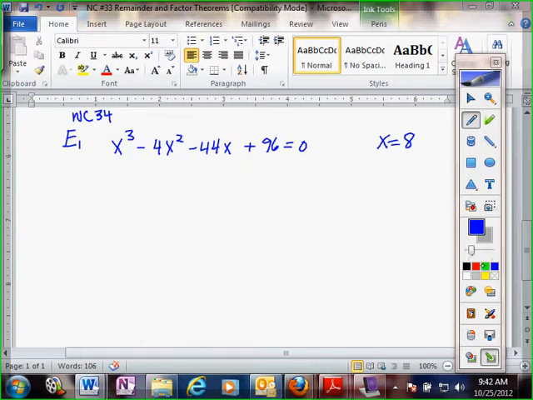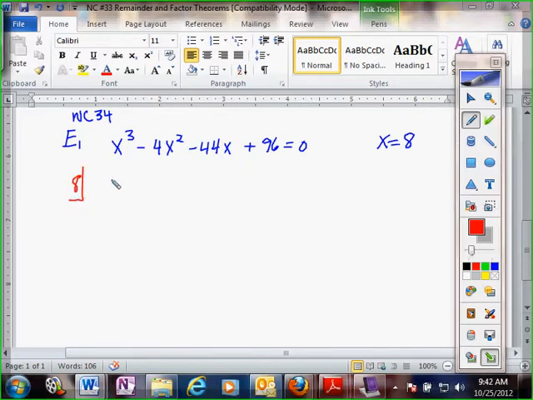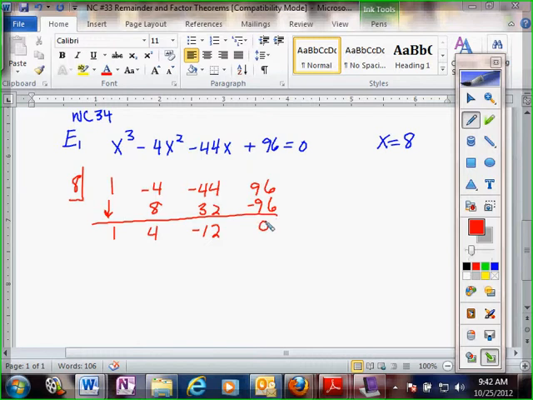So I would begin with, I'm going to choose synthetic division. So I'm going to start with this. Bring my leading coefficient down. 8 times 1 is 8. Negative 4 plus 8 is positive 4. 8 times 4 is 32. Negative 44 plus 32 is negative 12. 8 times negative 12 is negative 96. Combine these two and I get a 0. So it's confirmed that 8 is a root or a solution because my remainder is 0.